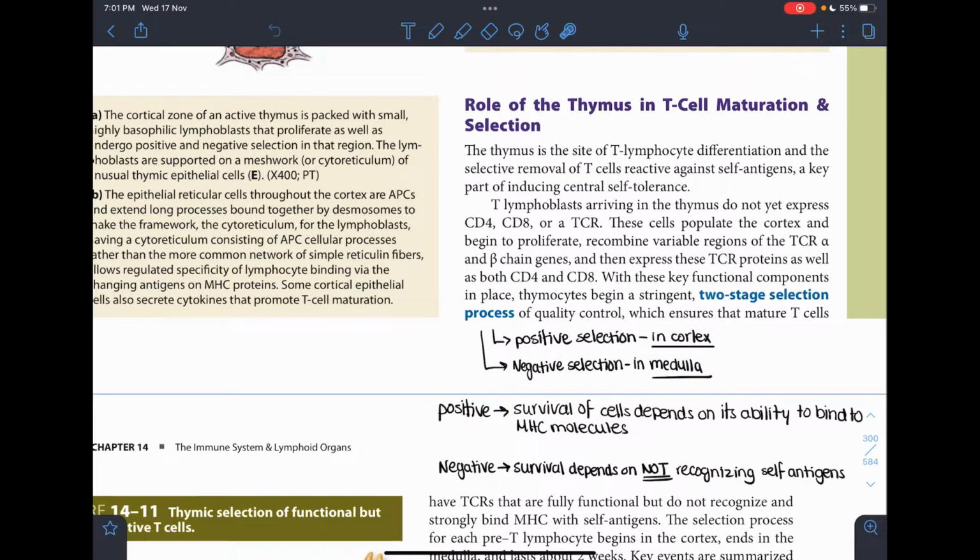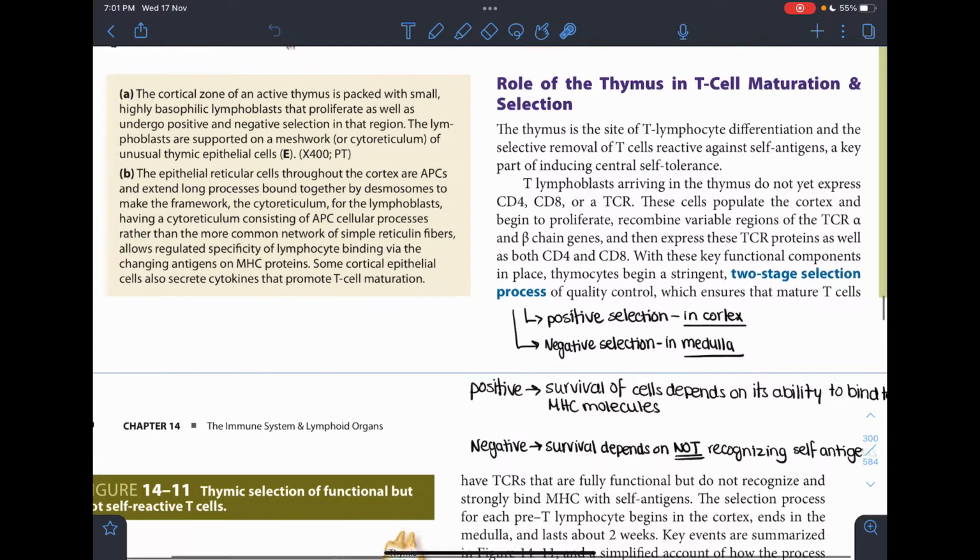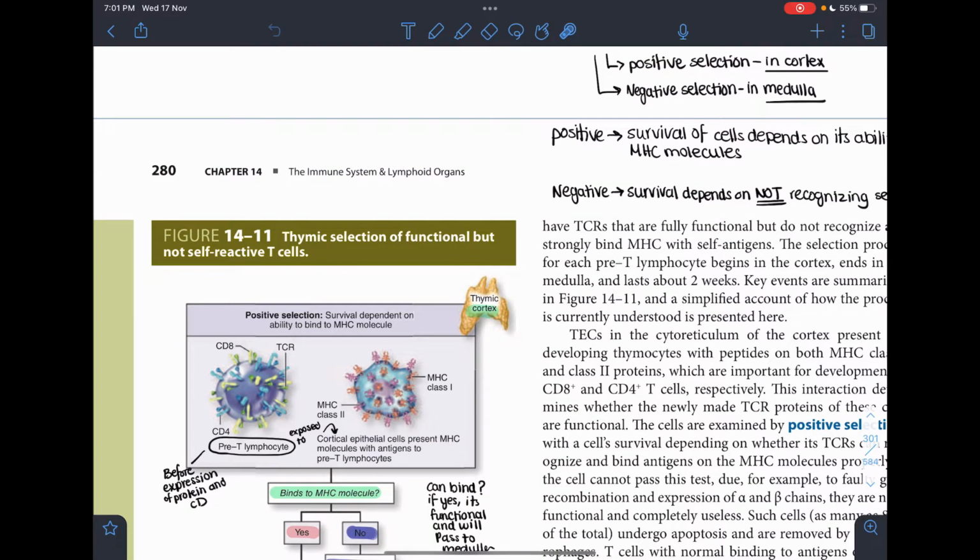The negative selection, however, happens in the medulla, and we want a negative result from it, a no result, and the negative result is not recognizing self antigens, and we're going to talk more about these selections in a moment.